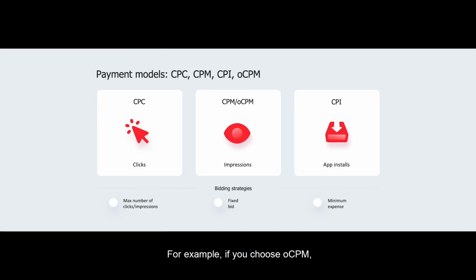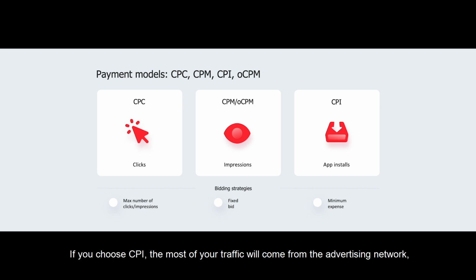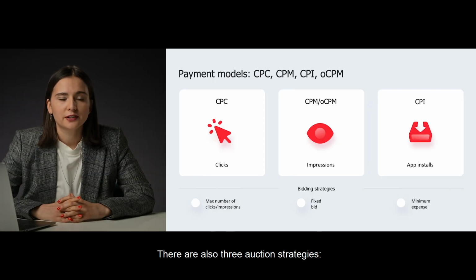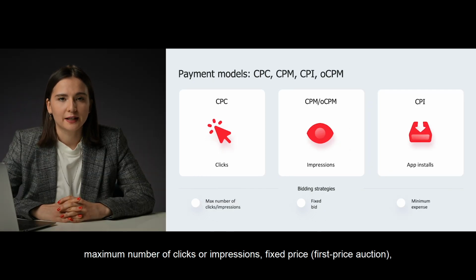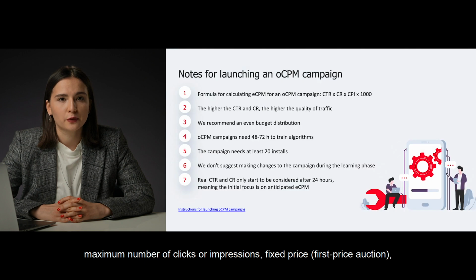For example, if you choose OCPM, you will get most of the traffic from our social networks VK and OK, and you can use video creatives. If you choose CPI, most of your traffic will come from advertising networks, and you will only be able to use banners.